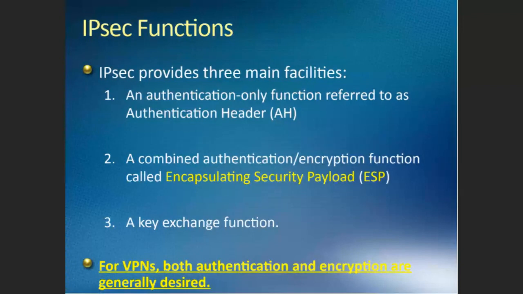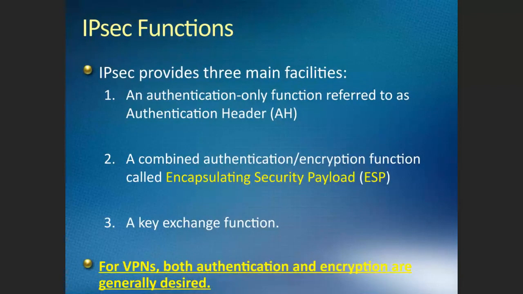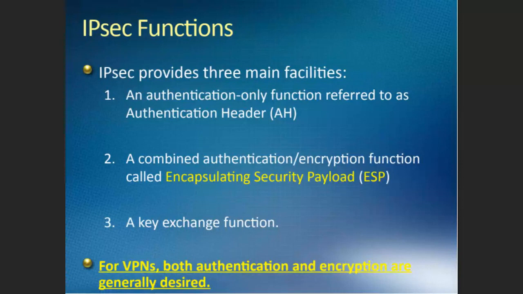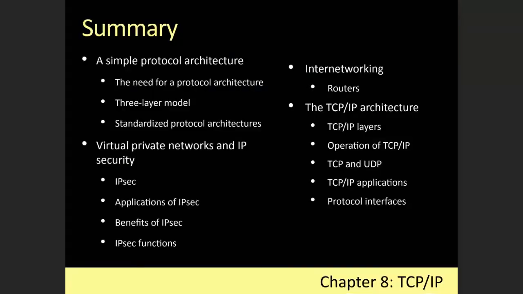IPsec functions in summary. It provides three main facilities. An authentication-only function, which is called authentication header, AH. A combined authentication and encryption function called ESP, and a key exchange function. For VPN, authentication and encryption are generally desired because you want it to be secure. Okay? I think this is the summary, by the way, of this chapter.